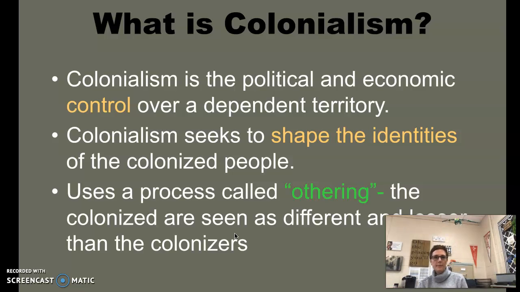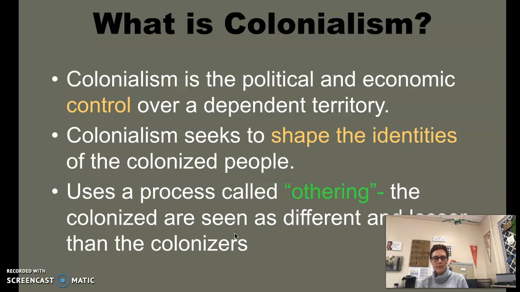What is colonialism? It's the political and economic control over a dependent territory. Colonialism still happens today, where we maybe have our military present in a certain territory, and we are, as the next bullet point says, seeking to shape the identities of the colonized people. Maybe we're running an election. Maybe we are telling them how they need to run their society, run their country.